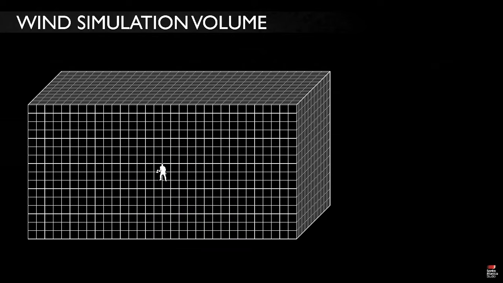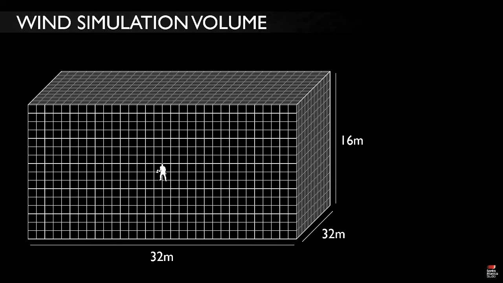So some details about that. Our wind simulation volume covers a pretty large area. Its footprint is 32 by 32 meters, and it's 16 meters tall. You can see Kratos there in the center for scale reference. Our 3D texture is at a 1 meter resolution.